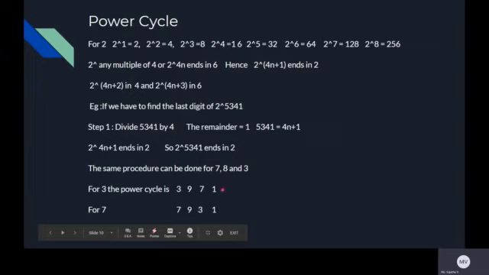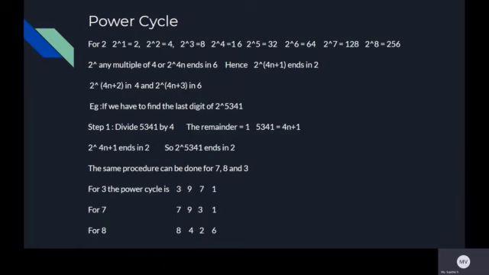Okay. So what will you do? If you get a question, your first step is to take the power, divide it by 4 and see in what form you can express it. Is it 4n, 4n plus 1, 4n plus 2 or 4n plus 3? And this is applicable only for these 4 numbers, where the power cycle repeats after every 4 numbers. That is why we are doing this method, right?